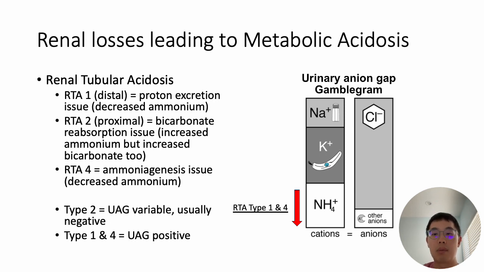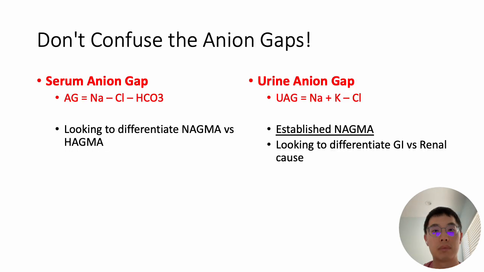Now, what about that type 2 or proximal RTA? Well, in this situation, bicarbonate reabsorption is usually the main issue, but ammoniogenesis and proton excretion are not impaired, hence the urinary anion gap is variable depending upon how much bicarbonate is excreted versus ammonium. But usually the anion gap in this situation is negative due to more ammonium being excreted compared to bicarbonate, due to the distal tubule's ability to reabsorb some of the excess bicarbonate anions.